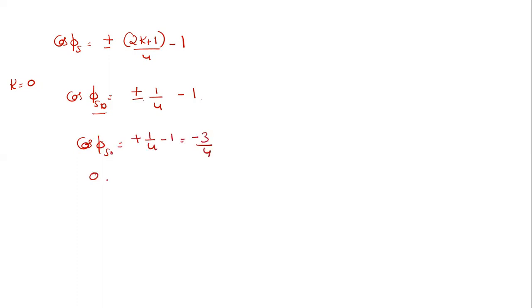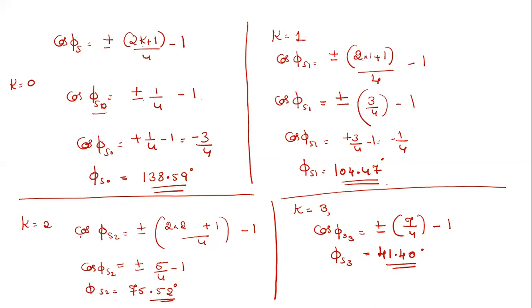Let me use my calculator to find for which angle I'll get minus 3 by 4. By the way, I have kept my calculator in degree mode. It's 138.59. In a similar way, you can obtain for k equal to 1, k equal to 2. For k equal to 2, I'm getting around 75.52. For k equal to 3, I'm getting 41.4. What is the next step to do? Next step is to find nulls.